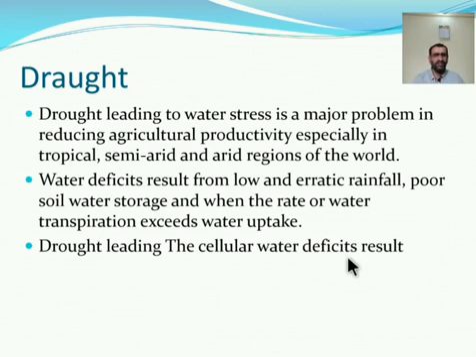The cellular water deficiency results in the concentration of solutes, loss of turgor, change in cell volume, disruption of the water potential gradient, change in membrane integrity, denaturation of proteins, and several physiological and molecular components are affected by the drought stress.